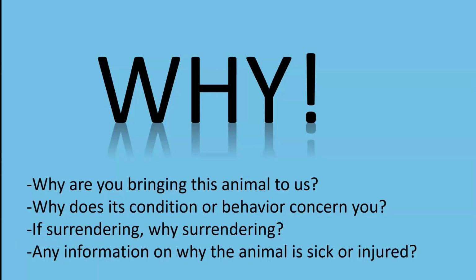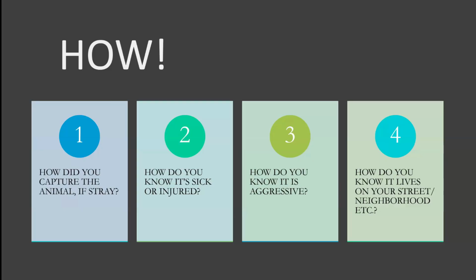And then your whys. Why are you bringing the animal to us? What condition or behavior does it have that's concerning you, especially if it's an owner surrender? If you're surrendering, why? And then any information on if the animal is sick or injured. All of those can be helpful. Also good to ask them, how'd you catch the dog? This can be very telling for us. If we get an animal in that is high on the FAS scale, high fear, anxiety and stress, and the people say, "Oh, I just went and picked it up in the street," that may be something that the ACOs want to dig into a little bit more if needed.